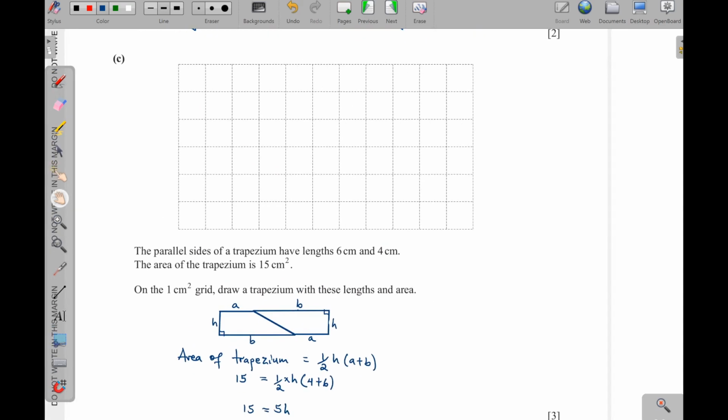Now I can come to this one here and draw it. I take this one to be the 4, then we need the 3 here, the height, and then the 6. This is 4, then 6, just like that. Then I can connect this one to that. So this is 4 centimeters, this is 6 centimeters, and this one has to be 3 centimeters. You see that? So that is that.